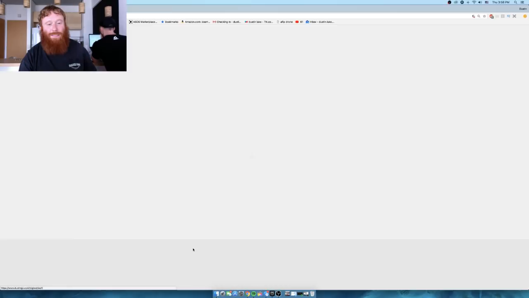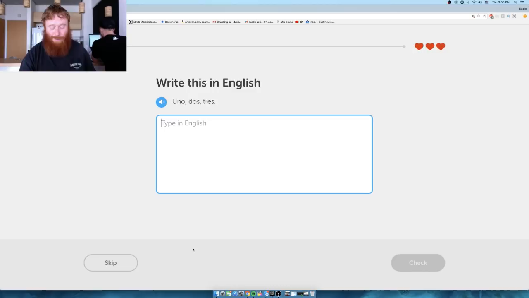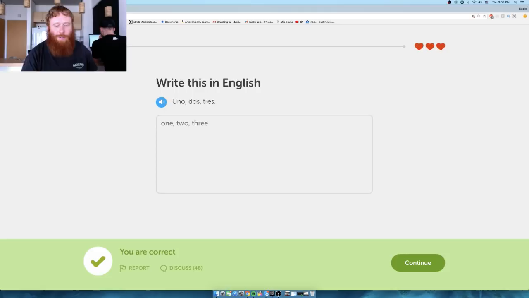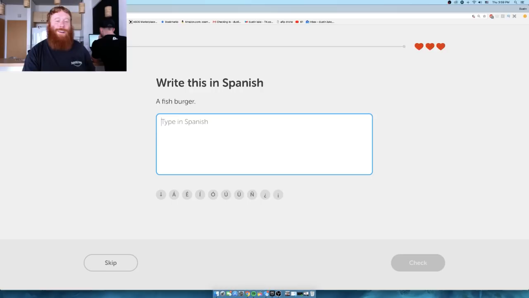I'll try this. Dos, tres. Oh, okay. Now it's not giving me things to choose. Now I actually have to write it. If I misspell this, is it gonna be wrong? A fish burger. Okay, this is why I didn't want to try to test out of it, because it was supposed to teach me restaurant stuff. So I'm not gonna get this.